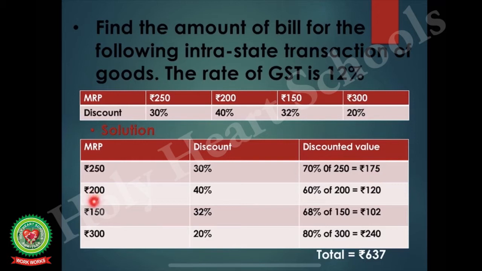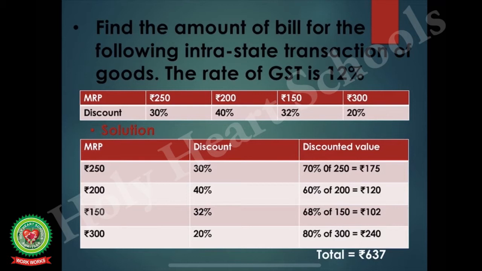The MRP of the second good is rupees 200 and the discount on it is 40%. So the discounted value will be 60% of 200, which is equal to rupees 120. The MRP of the third good is rupees 150 and the discount on it is 32%. So the discounted value will be 68% of 150, which is equal to rupees 102. The MRP of the last good is rupees 300. The discount on it is 20%. So the discounted value will be 80% of 300, which is equal to rupees 240.